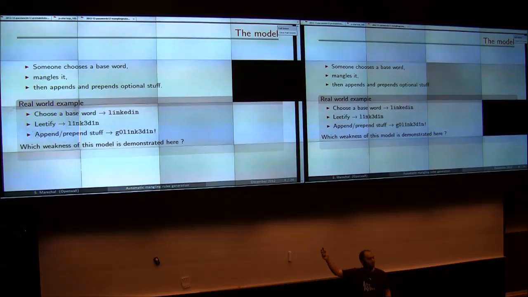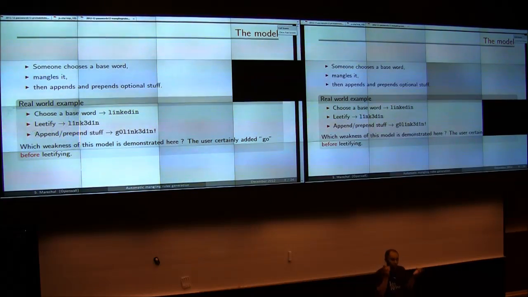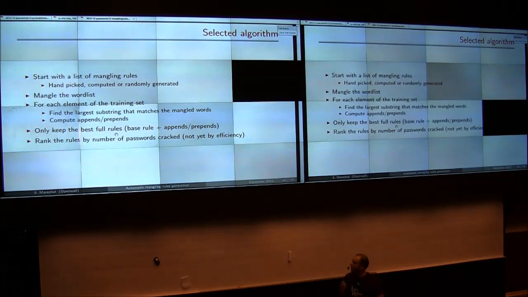So, can somebody see what is the problem with my model here? Come on. Okay, so actually, the problem here is that, do you think many people would in their head think, yeah, I will append G and 0? No, they will append go. And the problem is that certainly the user here added go and then leetified. So it's just to show that this model is far from perfect.